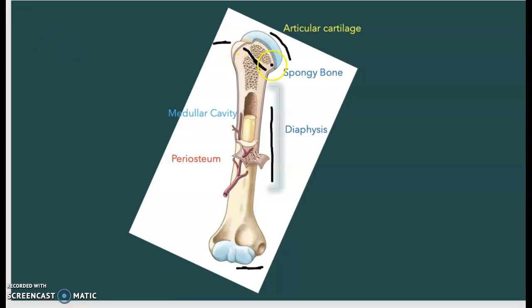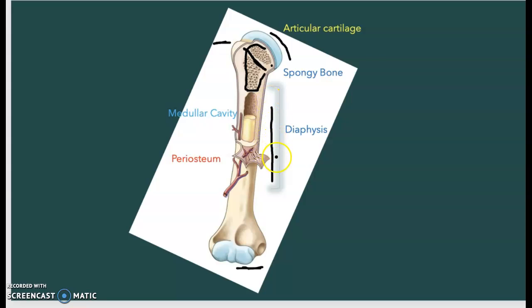And all these little dots right here along this area in here, this is part of the spongy part of the bone. And the spongy part of the bone is mainly made up of trabeculae that is inside, and you will find the red bone marrow in this spongy part of the bone.